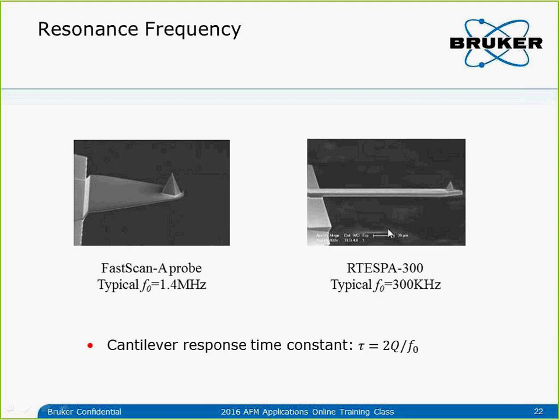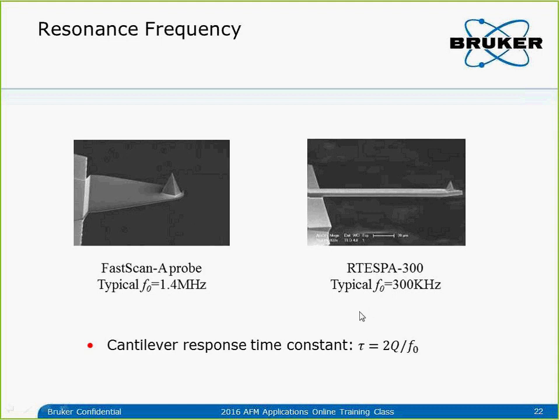Both cantilevers, the RTESPA 300 and the fast scan A probe, are tapping mode probes with a Q around 300 to 500, very similar. But the difference is the resonant frequency. The fast scan A probe's resonant frequency is much higher, 1.4 megahertz, while the typical RTESPA is around 300 kilohertz. So it's almost 5 times higher, which means the response time is 5 times smaller.